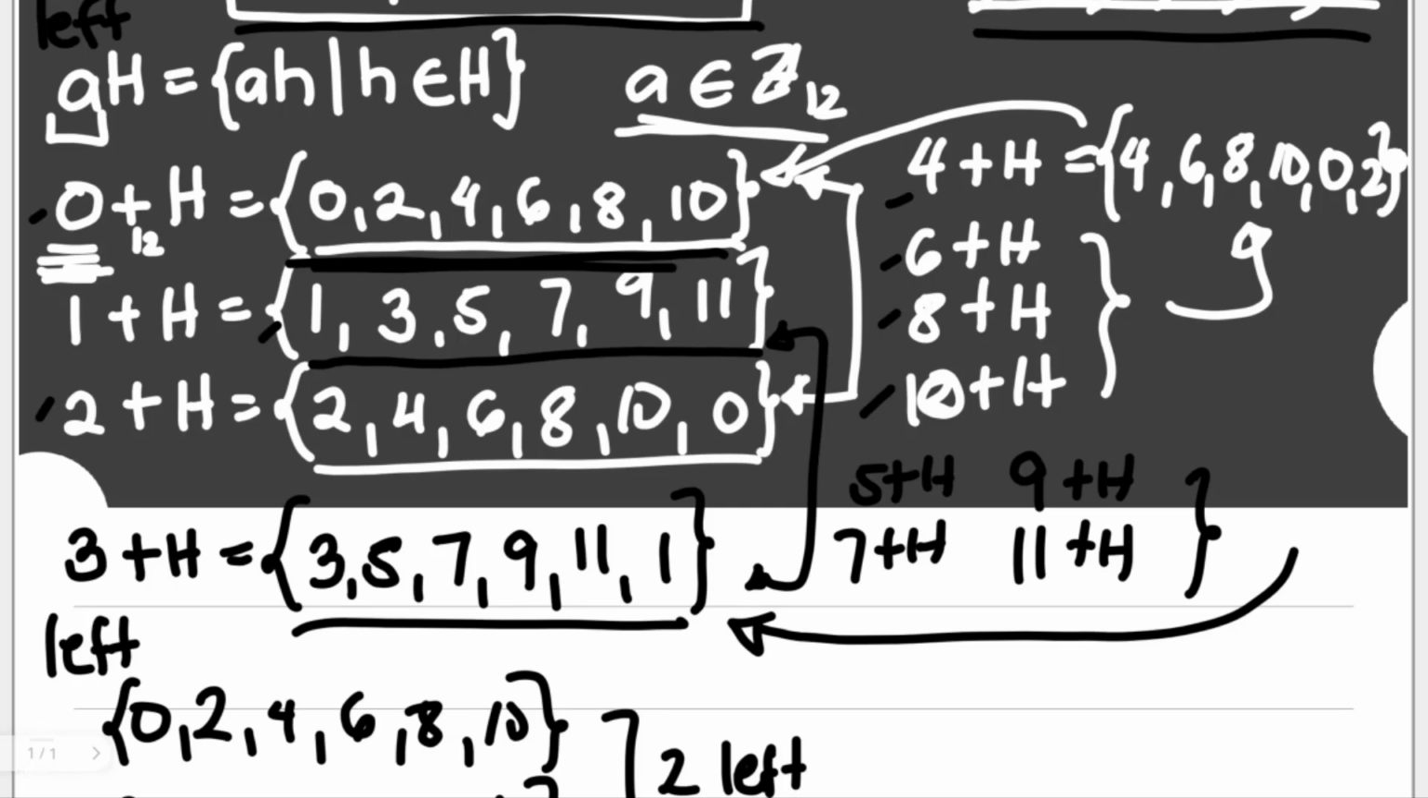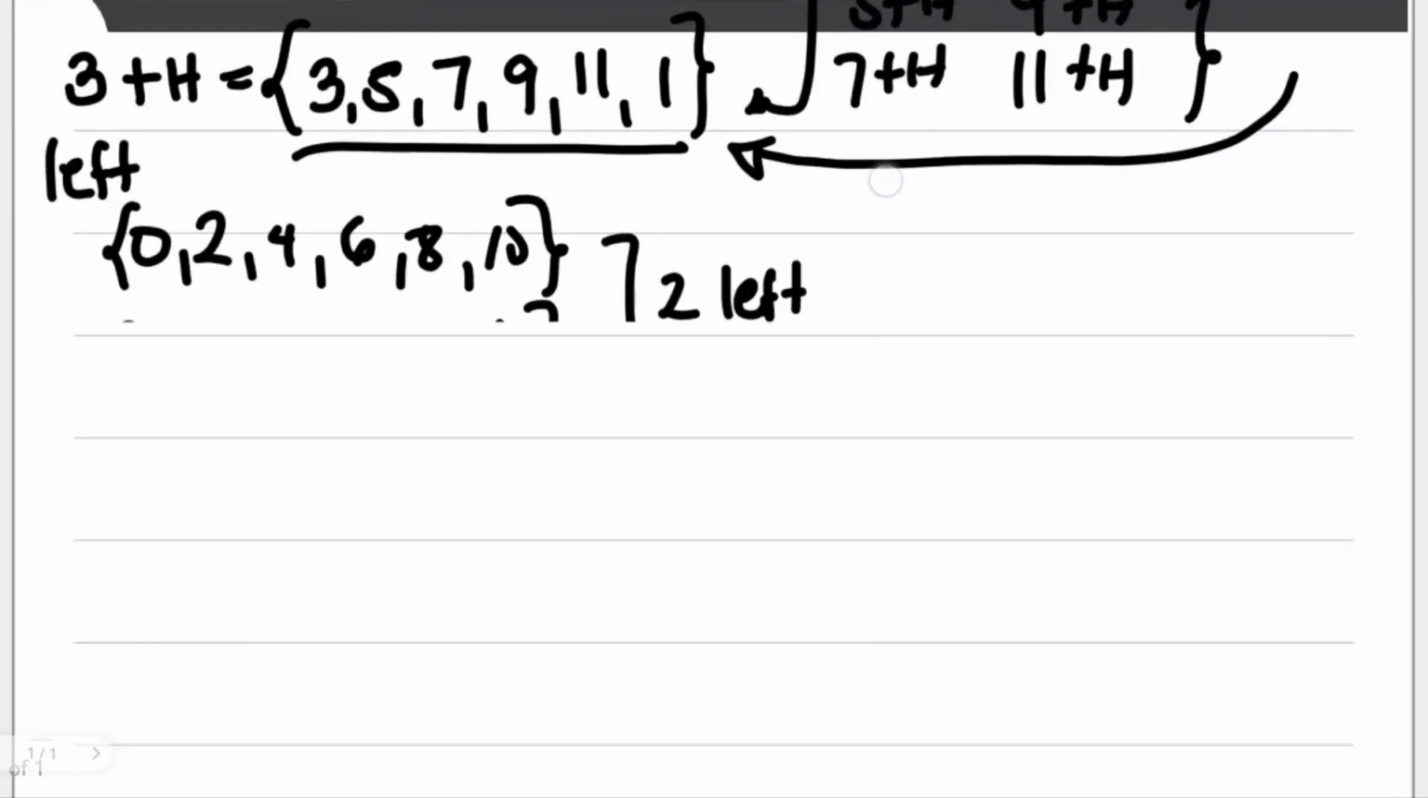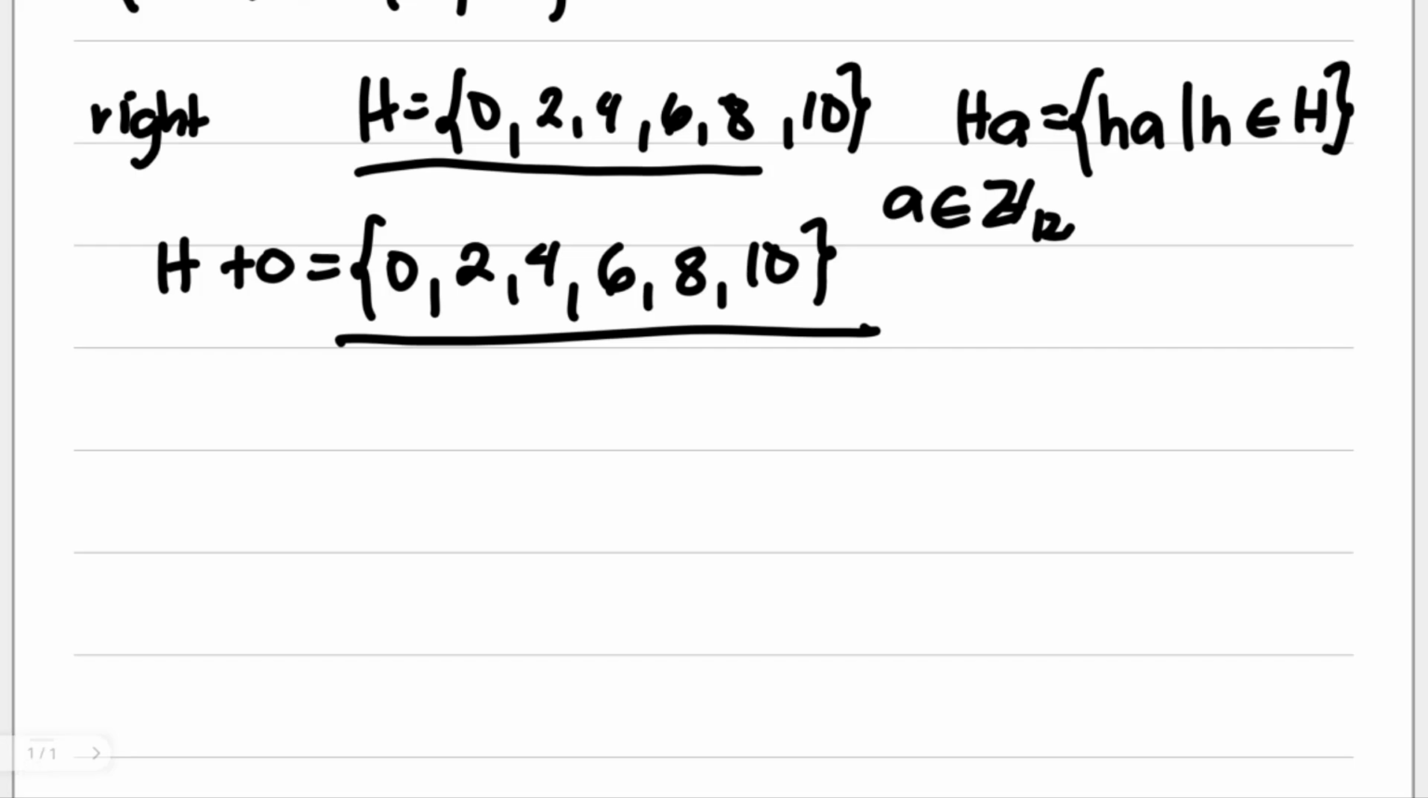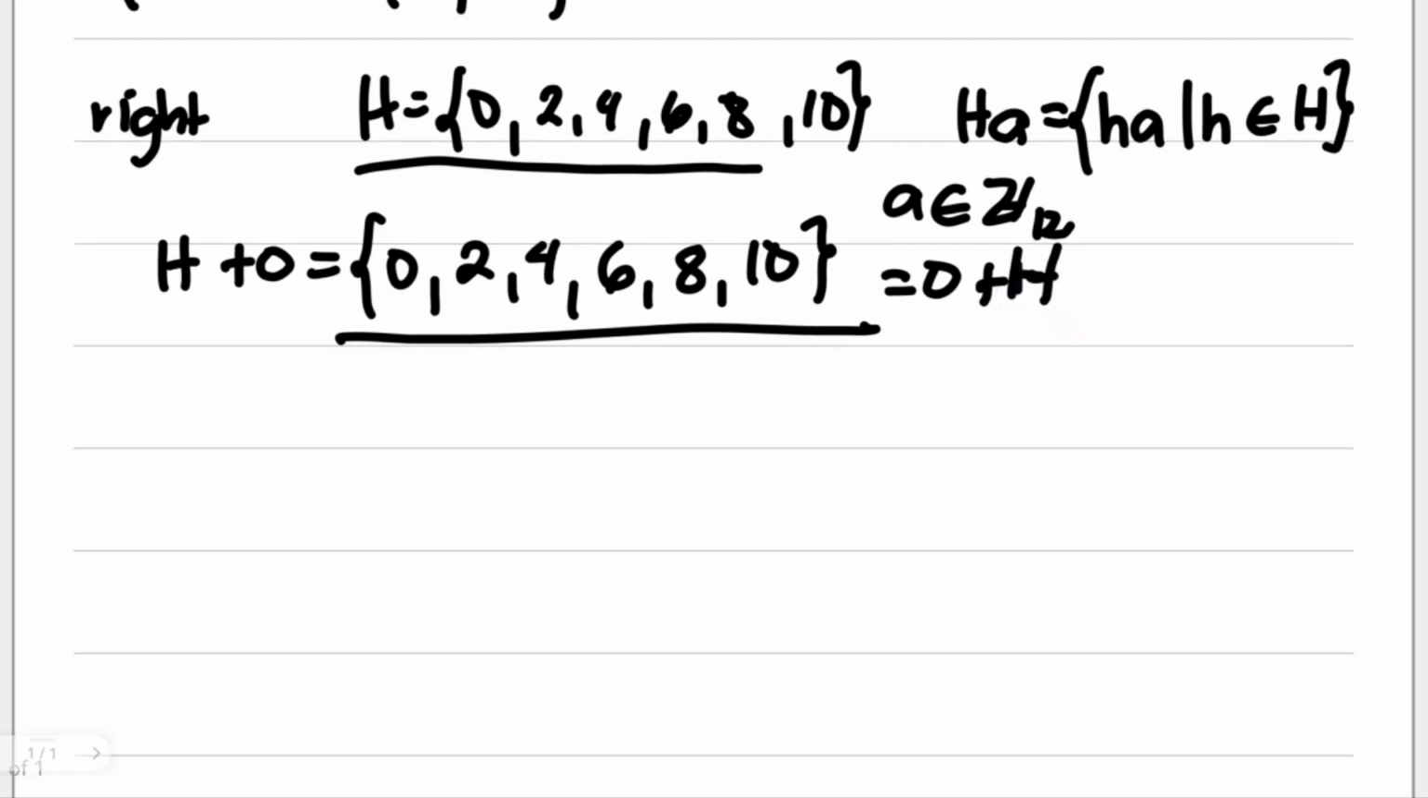This is because addition modulo 12 is actually considered as an abelian group, meaning we have the property of commutativity for addition modulo 12. This means that we have the same results for our 0 plus H, our first left coset earlier. This is also true for H plus 1, the second right coset, which is just equal to the second left coset as well, 1 plus H.